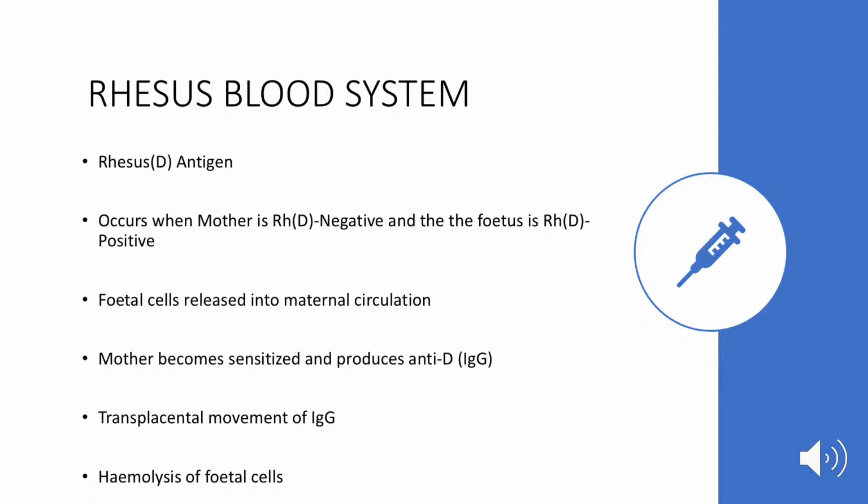So the red blood cells within the baby are going to be broken down due to these antibodies that are produced by the mother, and that's why it's called an alloimmune disease. And the antibodies involved are IgG antibodies, which are able to cross the placenta.